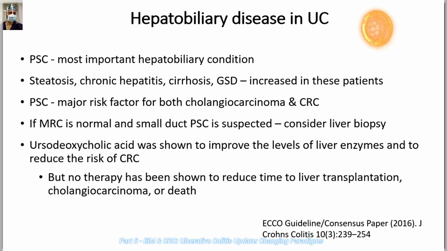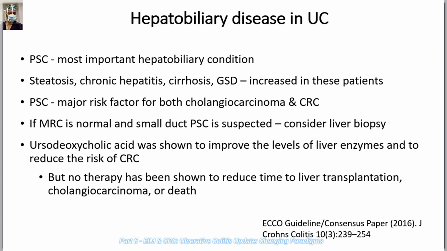The hepatobiliary disease is an important extra-intestinal manifestation in UC, and primary sclerosing cholangitis, that is PSC, is the most important hepatobiliary condition. Chronic hepatitis, cirrhosis, and gallstone disease, these are all increased in these patients.